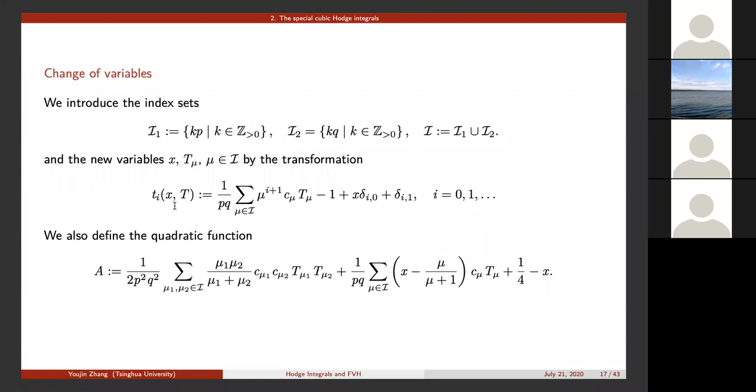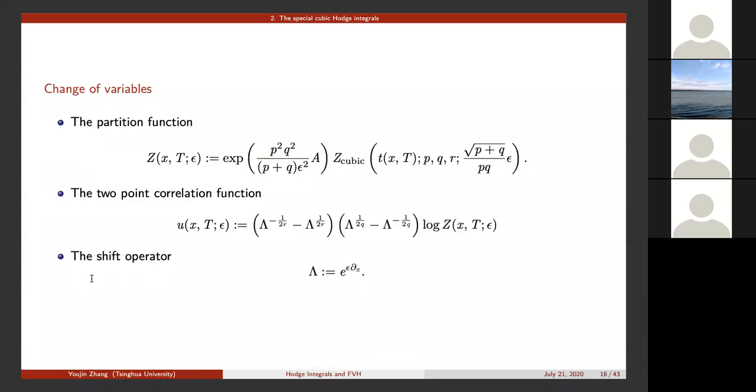Originally we have this time variable Ti. Using this Ti, we introduce some new variables. We use capital T mu, where the index comes from the set I. Then we require that Ti is related to this capital T by using this relation. And we also define some quadratic polynomials of Ti and capital T mu, and we denote them by capital A.